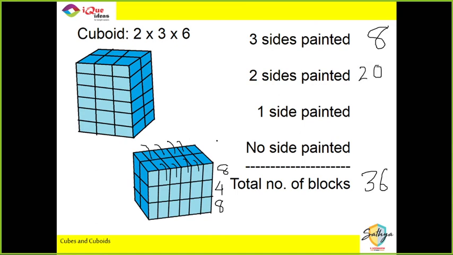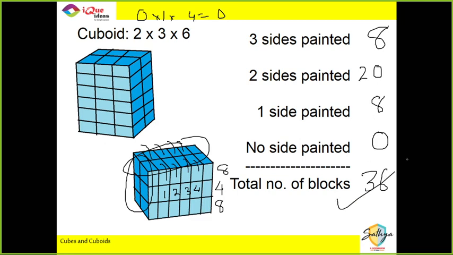One sided painted. अब ऊपर एंड साइड में तो कोई मिडल पीस है ही नहीं, तो 1, 2, 3, 4, सिर्फ 4 यहाँ पे, 4 ऑपोजिट साइड में, 8. एंड 2 minus 2 is 0, 3 minus 2 is 1, 6 minus 2 is 4. 0 multiplied by anything, answer is 0. So there is no piece with 0 sides painted. 20 plus 8, 28 plus 8, 36. My answer is correct. Total 36 pieces.